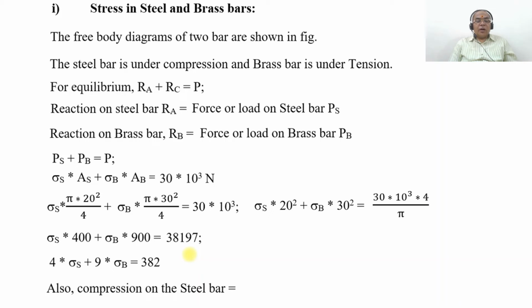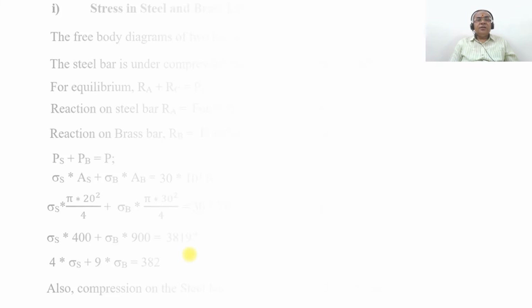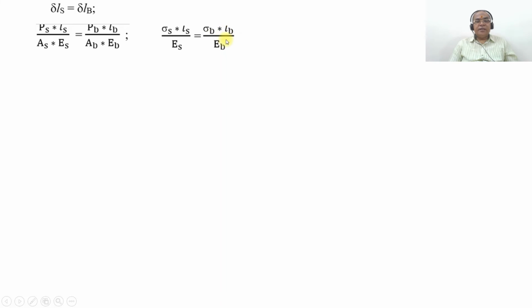So now also the compression on the steel bar. What is going to be the compression on the steel bar? It will be equal to the elongation of the brass bar, as the steel and brass bar have the same area of contact. So now, delta LS will be equal to delta LB. So PS into LS by AS into ES will be equal to PB into LB by AB into EB. So PS by AS, you can substitute as sigma S into LS by ES, which will be equal to PB by AB, which is nothing but sigma B into LB by EB.